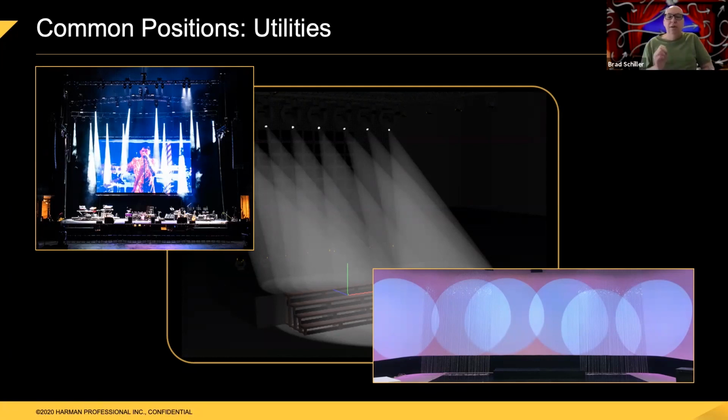Another utility thing to think about is emergency positions. Hopefully you have an emergency cue that you can go to. But in addition to that, you might need positions that illuminate exits or illuminate walkways for people. So you might also think about emergency positions as utility positions.